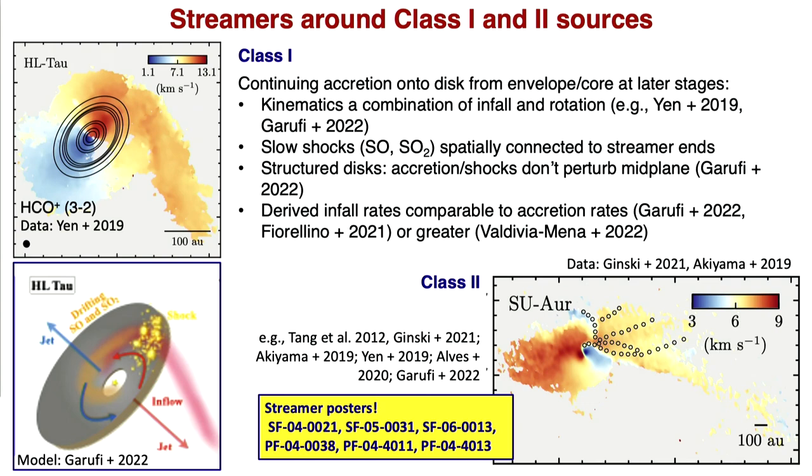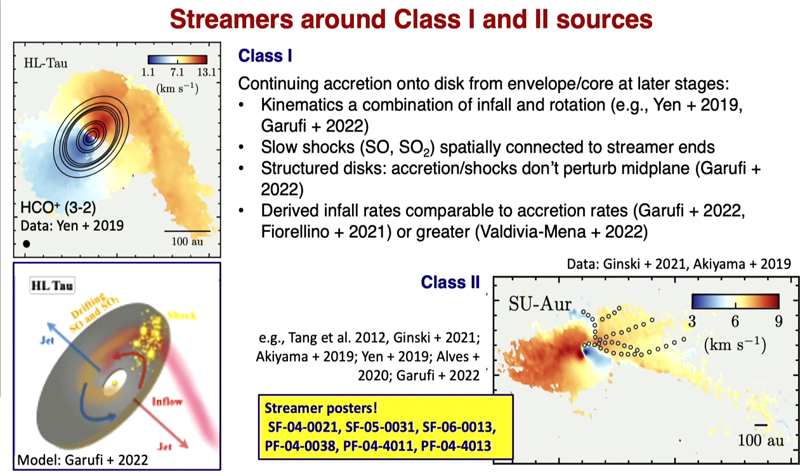And we can see these around more evolved sources, onto class one and class two sources. So this is a beautiful example of HL Tau, where you see not only this streamer in the emission, but shock emission from SO highlights exactly where it seems that the streamer is landing on the disk. And in this case, at least, the streamer accretion, if that's what's happening, isn't actually impacting the structure of the disk. But of course, with only a few objects, we need to understand this in a little bit more detail. And so I want to highlight, this is a really popular topic. There's a number of posters here, so I expect to hear more about streamers at the next Protostars and Planets.